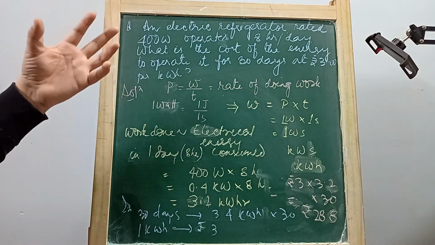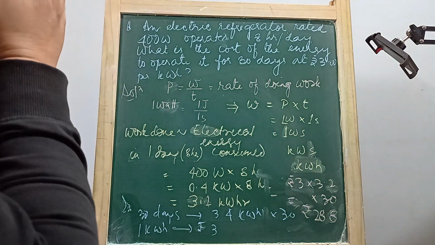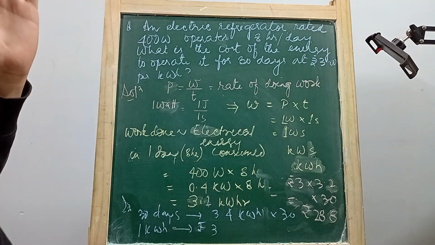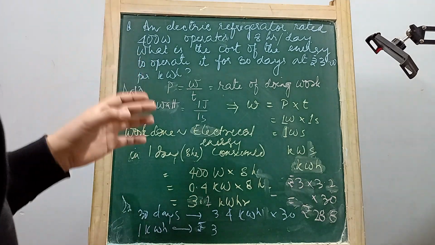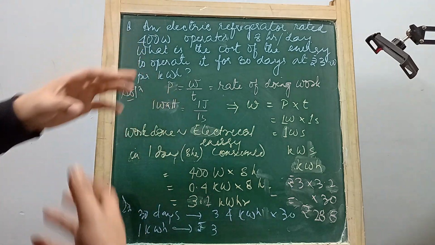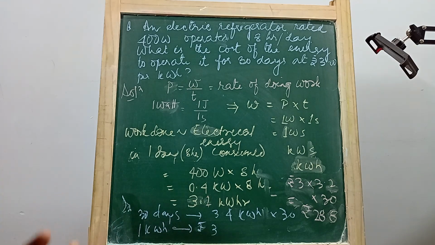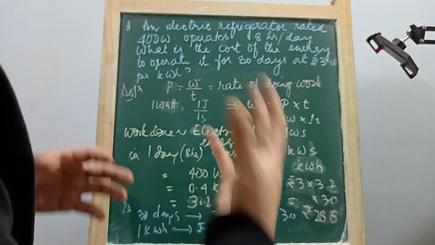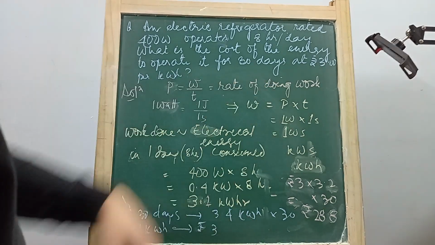Okay, but before going for the solution, let's try to understand what power means. What is power? The power of any machine means the rate at which we do work, or the rate at which the machine is doing work. The rate of doing work is called power.